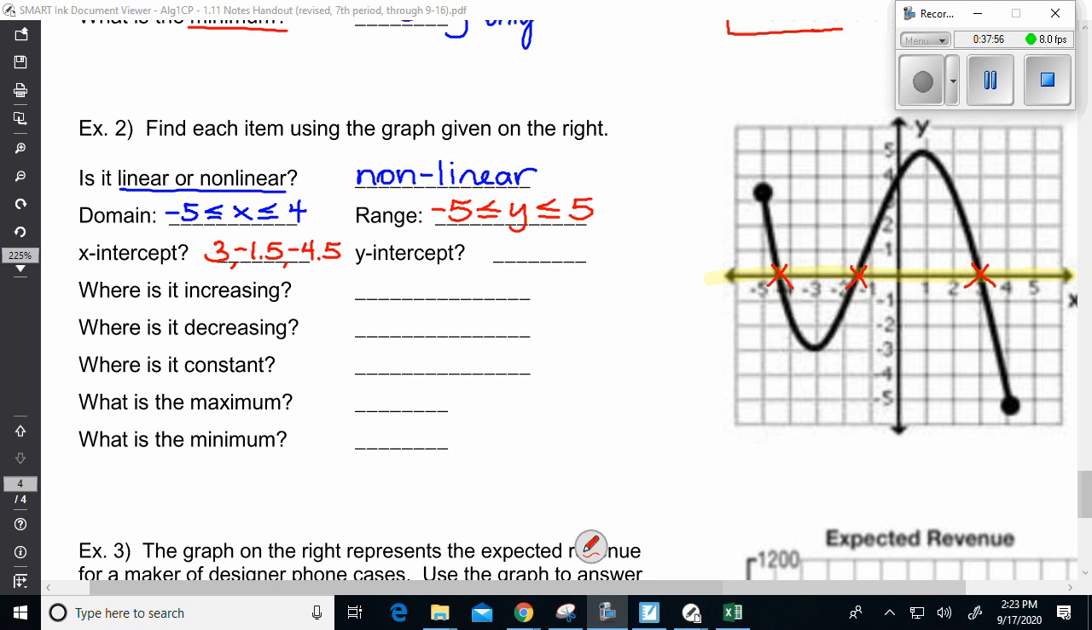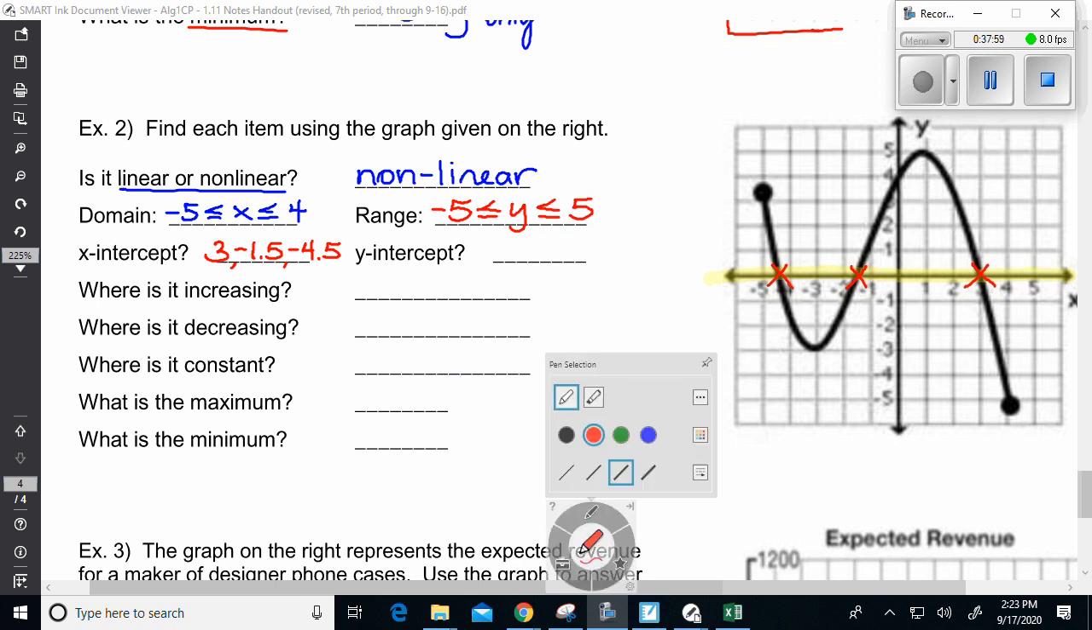Y-intercept. So, for the y-intercept, I'm tracing in blue. So, we're looking at it right there, and I would say 4 is right on point.